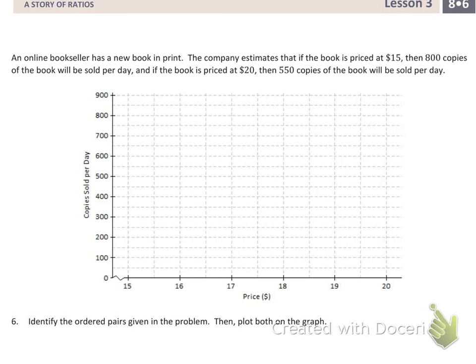So I want you to look at this example and the exercises that follow, and then come back and we'll work on it together.